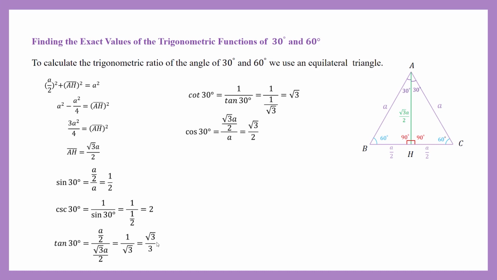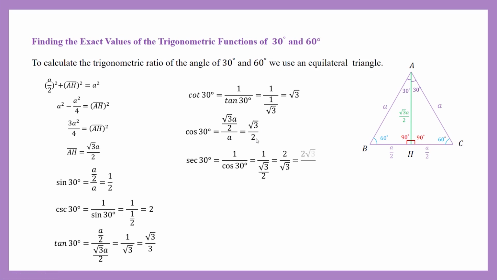Cosine of 30 degree equals to adjacent side divided by hypotenuse. Means the square root of 3a divided by 2 divided by a. If we simplify this one, we will get the square root of 3 divided by 2.